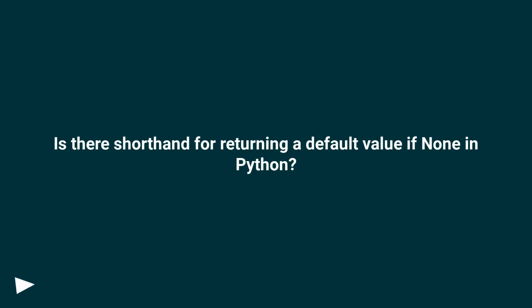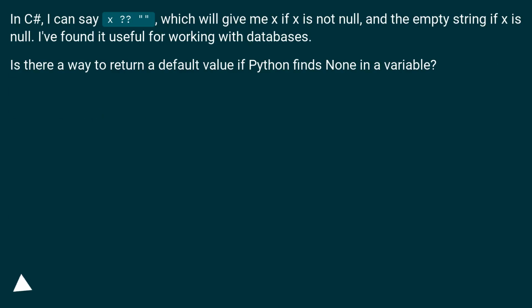Is there shorthand for returning a default value if none in Python? In C#, I can say x ?? "", which will give me x if x is not null, and the empty string if x is null. I found it useful for working with databases. Is there a way to return a default value if Python finds none in a variable?